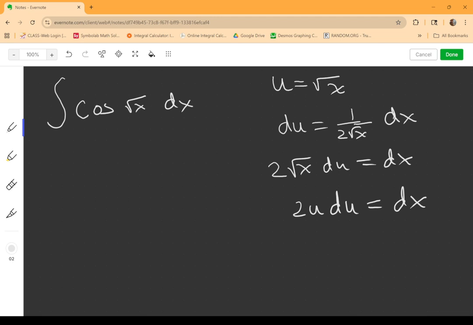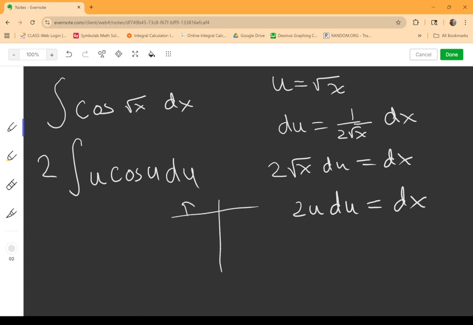All right, and now we can substitute here. I'll move the constant 2 out front, and then we're left with u cosine u du. Now this is something I can work with. Changing the integral, changing the variable essentially, so it's in u, a substitution. Now it's a straightforward parts integral.